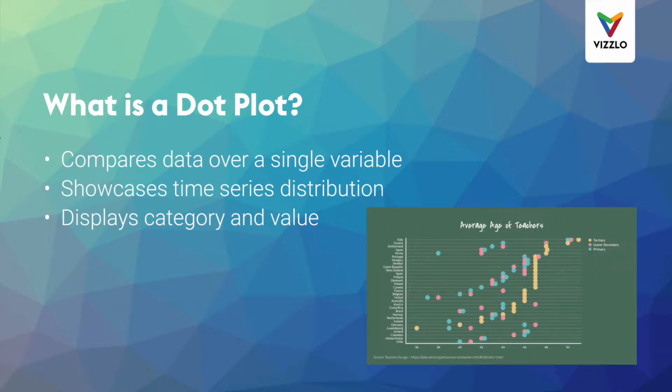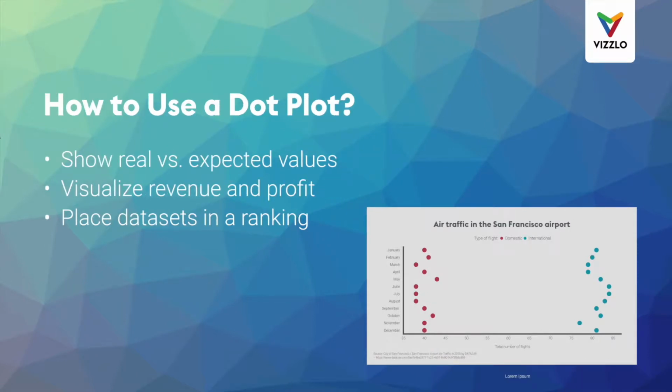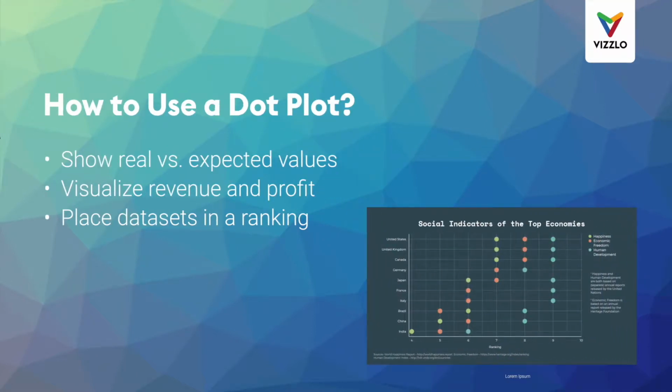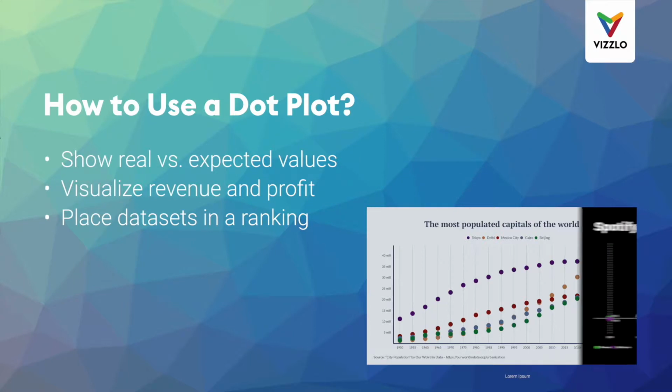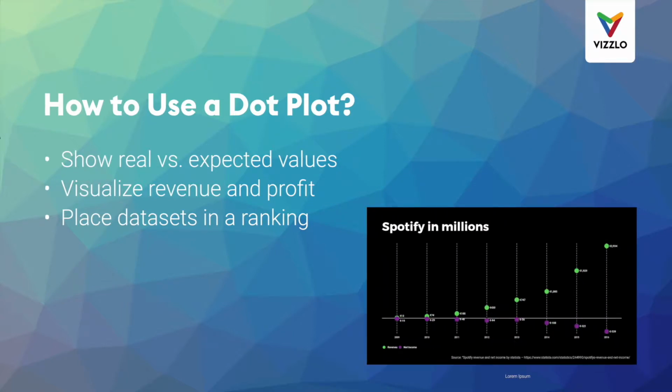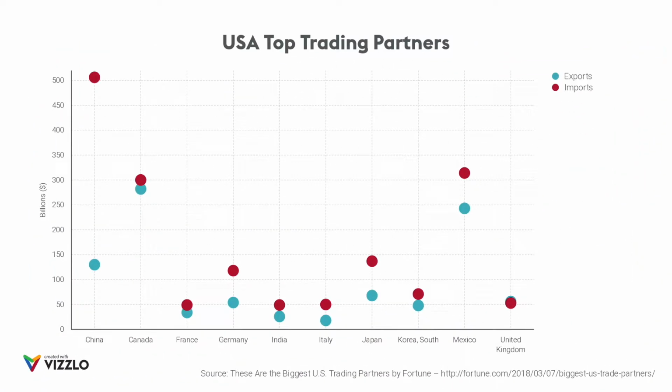It is perfect for visualizing the distribution of data points in time, as it is a graphic representation of a category axis and a value axis. It can be used to chart real values against expected or projected ones, to visualize the revenue and profit of different product lines, or even show the place different datasets occupy in a ranking. This is the chart we're going to create today.